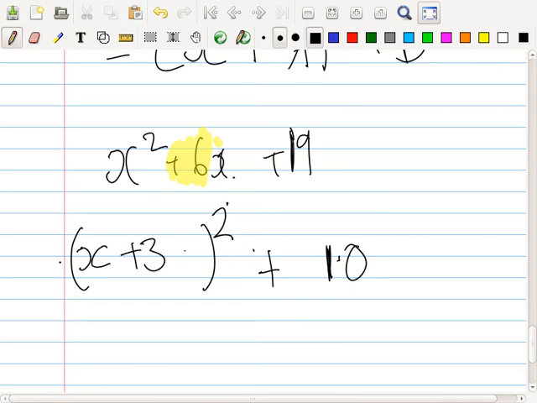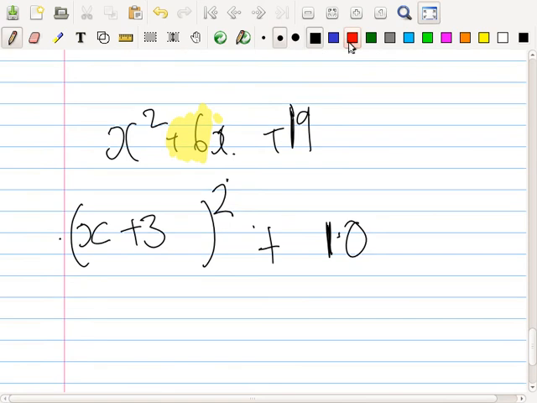And you can check, if you multiply this out, you will get this back here. Let's multiply it out to check. So this is just checking the answer. What's this going to be when I square it? x squared plus 6x, 9 plus 10, 19. So this and this are exactly the same. This is just called the completed square of this.